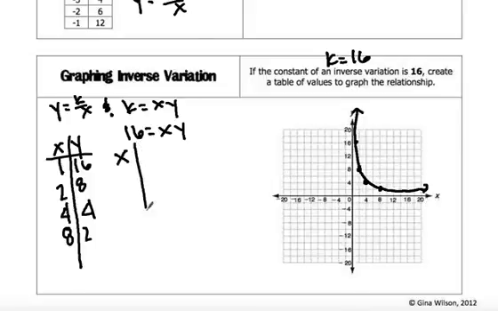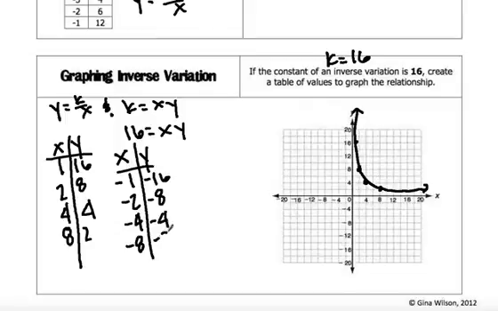However, I could have negatives that I could multiply to get positive 16. Remember, in order to multiply to get a positive, I would have to have two negative numbers. So it's possible I could have negative 1, negative 16. Even though those are negative, they still multiply together to give me positive 16, so they work. Negative 2 and negative 8 would also work. Negative 4 and negative 4, and negative 8 and negative 2.